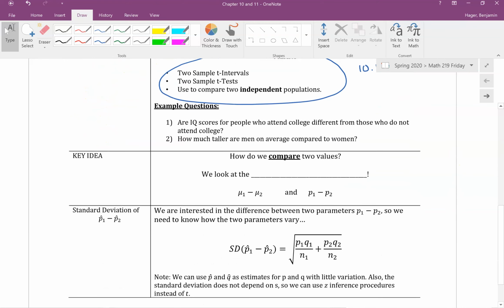Okay, so a sort of key notion here: how do we compare two values? Whenever you want to compare two things in mathematics, typically we look at the difference between them. And so again, either the difference in the means of two groups, or in our case for this video, the difference in the proportions for two groups.